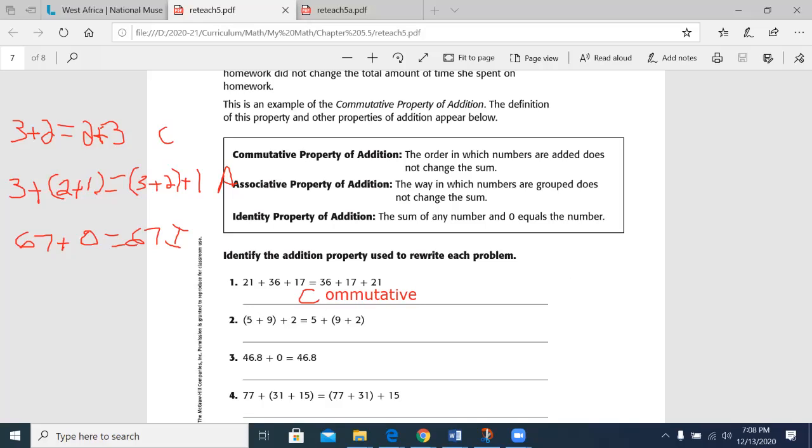Let's do one more together, and then you'll have the rest. We have 5 plus 9 in parentheses plus 2 equal to 5 plus 9 plus 2 in parentheses. 592, 592. So it's not commutative property. We didn't change the order. 5 and 9 are in parentheses here, but 9 and 2 over there. So that means that I just changed how they were grouped. And the grouping one with parentheses is the associative. So you can kind of run a mental checklist of which ones you're using.